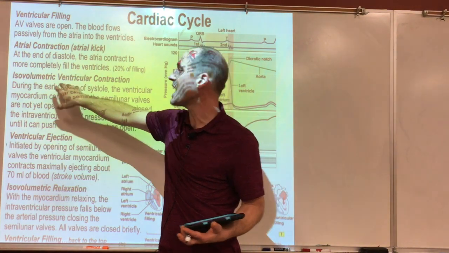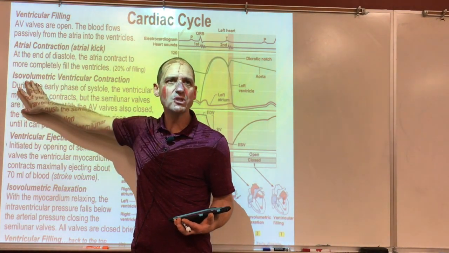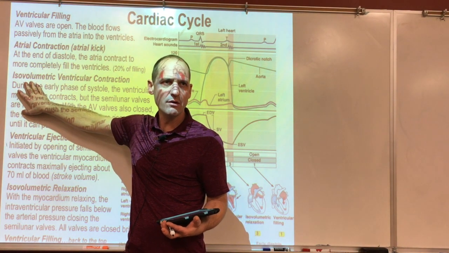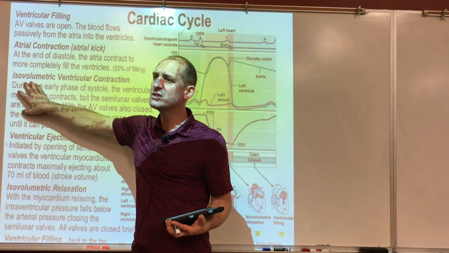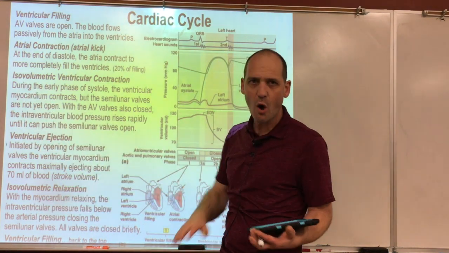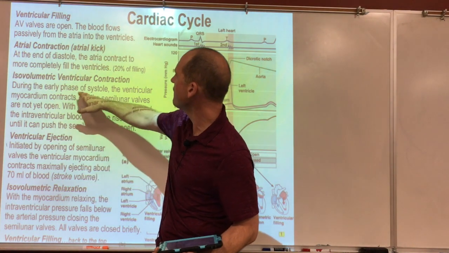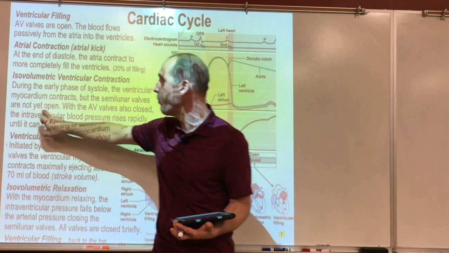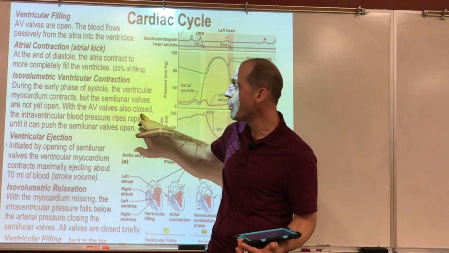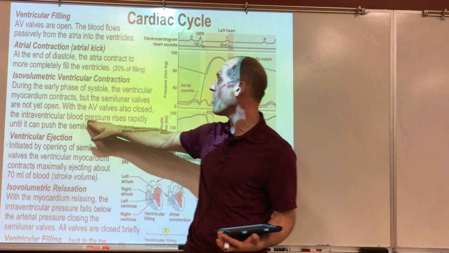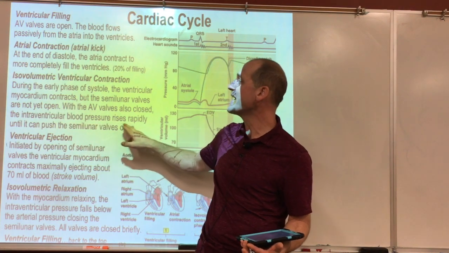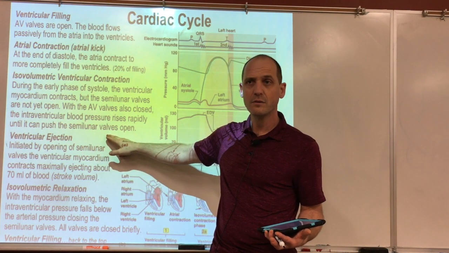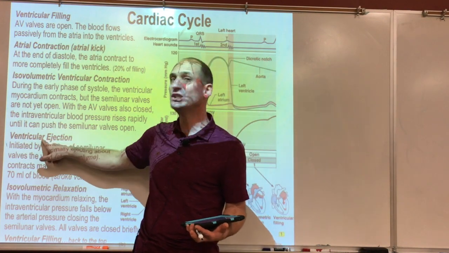The first part is isovolumetric. Iso means same. Volume means the volume, how many quarts are in there. So isovolumetric means there is no blood leaving the ventricles. The whole blood stays in there. During the early phase of systole, the ventricular myocardium contracts, but the semilunar valves are not yet open. With the AV valves closed, the intraventricular blood pressure rises rapidly until it's strong enough to push the semilunar valves open. And at that point, we have ventricular ejection.